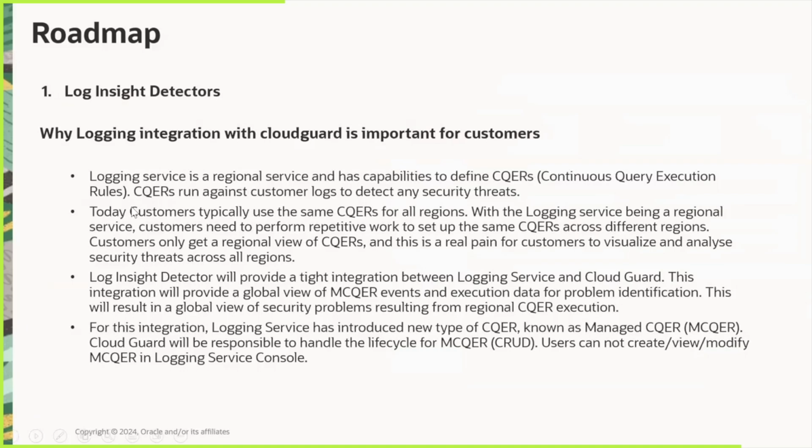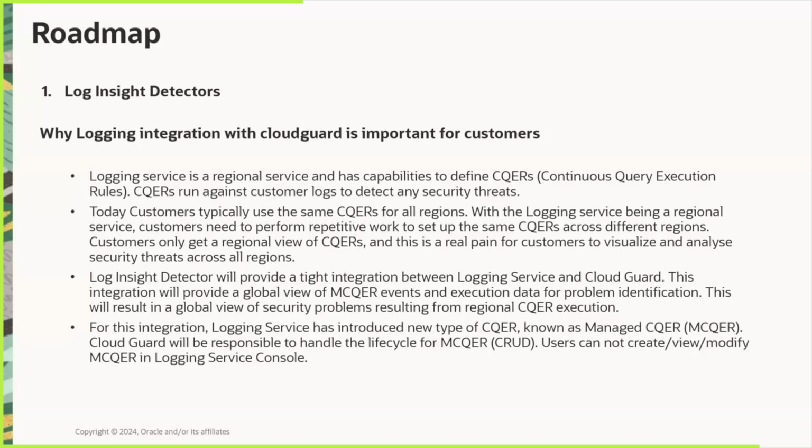So the administrator will be notified of all such changes with the help of the OCI threat detectors. And then we also have the log insight detectors. So we have the logging services in the OCI, but that is a regional service. Let's say if you want to monitor your resources present in a different region, you have to create your own CQERs, which is nothing but the continuous query execution rules, and you want to replicate it multiple times in all of the regions, right? And maybe you're interested in knowing a global view of all of the applications' logs at one place. So that is where the CloudGuard is coming in the logging space now.